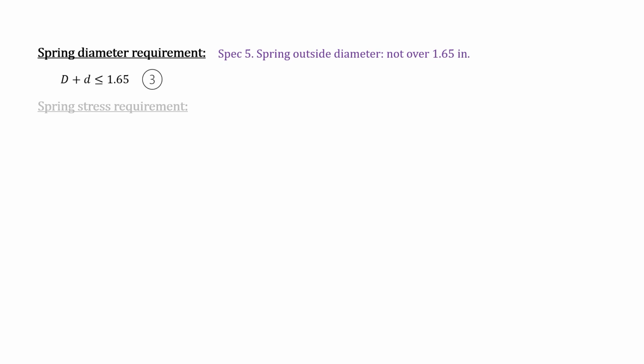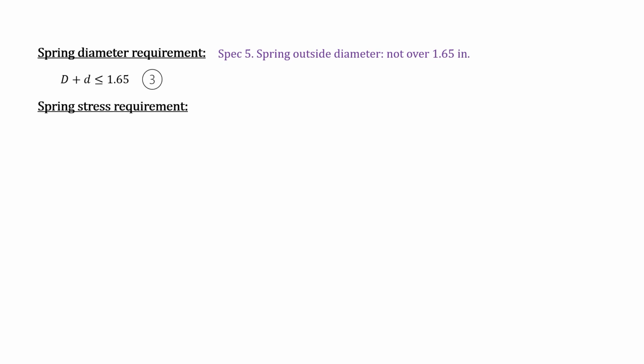So now for your spring diameter, we're looking at specification 5. So your spring outside diameter can't be over 1.65 inches. Essentially, this is similar to what we did in the last problem. Your outside diameter is just the sum of your capital D and your lowercase d. So we're going to make sure that they're not over 1.65 inches, and that's just going to be our equation 3. Once again, we'll come back to it.